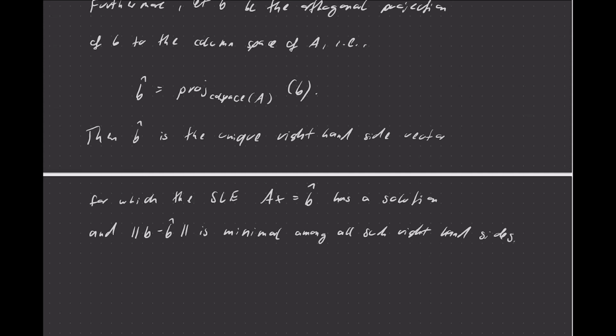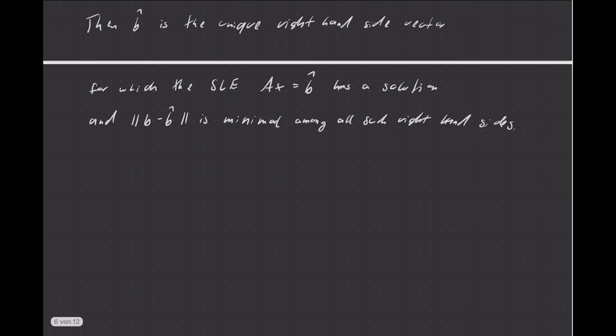Okay, so basically what we do here is we have this column space. Let's say this is the column space here in a very simple two-dimensional setting. And we have this right-hand side vector B that is not contained in the column space. What we do is we compute the orthogonal projection of B onto the column space. It would be this vector here, and that's our B hat.